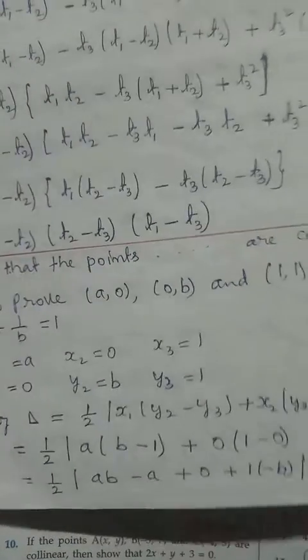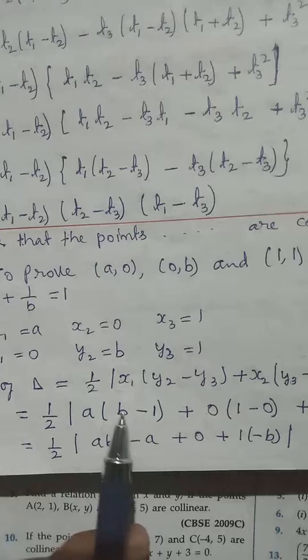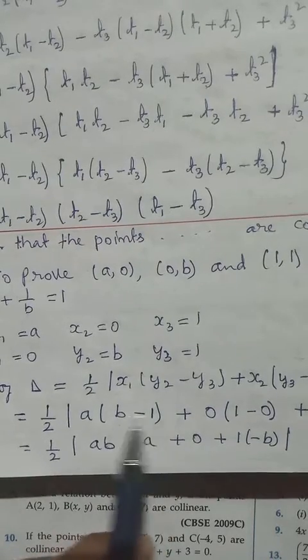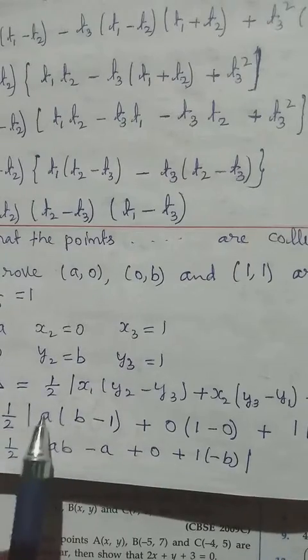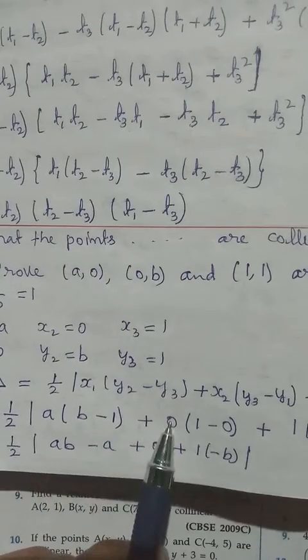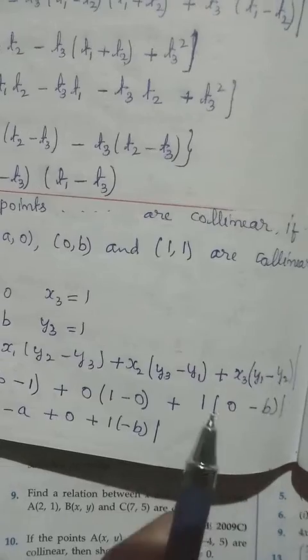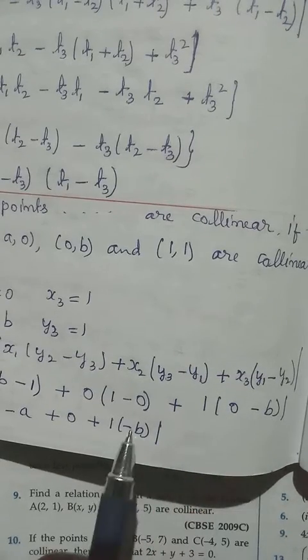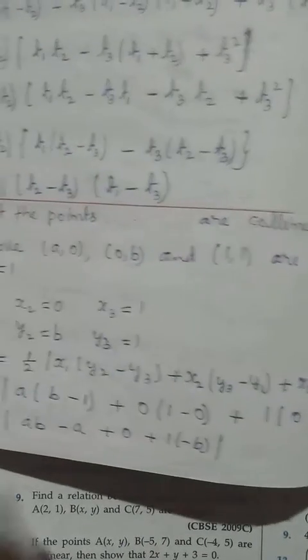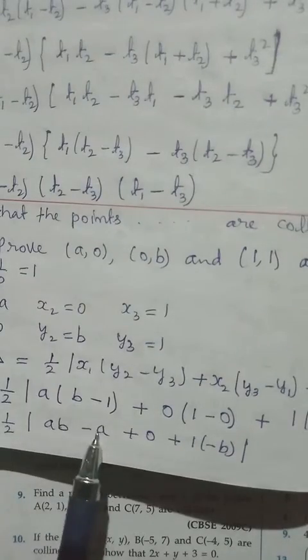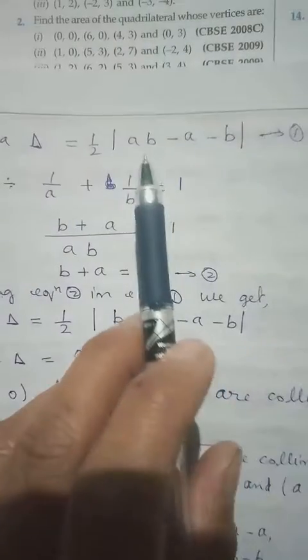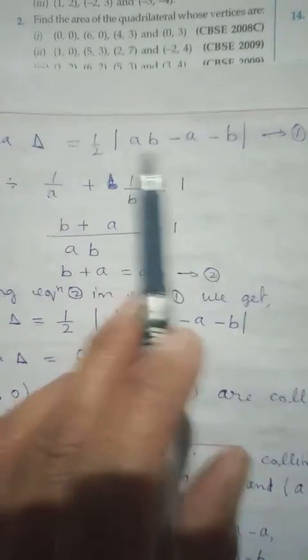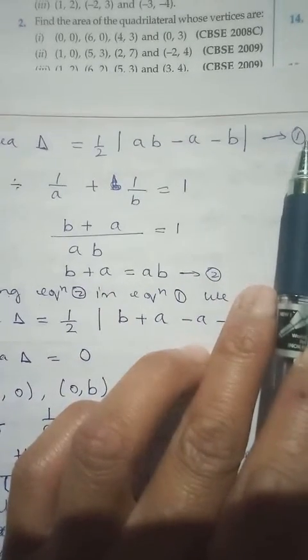Then after we replace, B and 1, one alphabet, one number, we cannot subtract. So A into B, A into minus 1, the 0 term becomes 0, then 1 into minus B will be minus B. Then here we have AB minus A, then here we have minus B. AB we cannot do anything with, A is different, so leave that as equation 1.